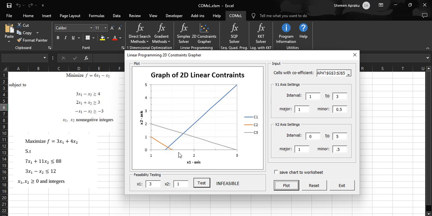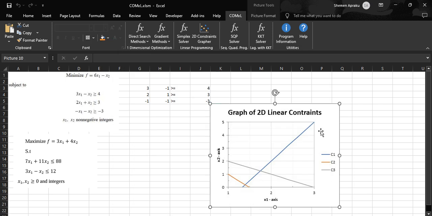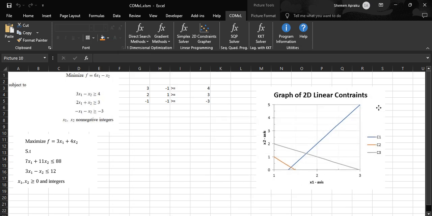Now it says x1 and x2 must be non-negative integers. So looking at the x1 axis, we have only two integers here, 2 and 3. And in the x2 axis, we have 0 and 1 in that same region. So the point 2, 1 forms one integer point in the region of visibility, and the point 3, 0 forms one integer point in the region of visibility. So I take my points 2, 1 and 3, 0, and I test them in the objective function. That point which will give me the minimum value of the objective function becomes my optimal point. So I can save this to my worksheet. So it's on the worksheet now.